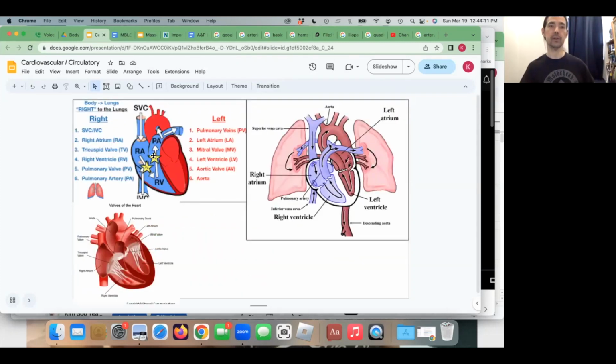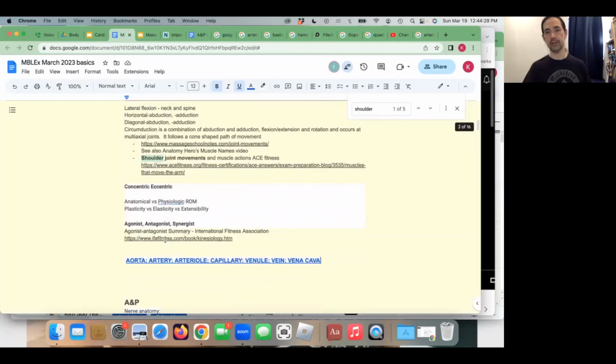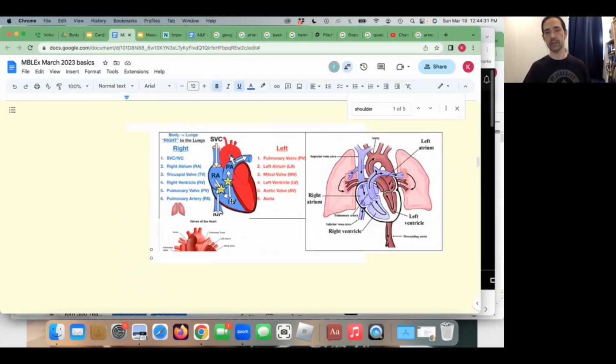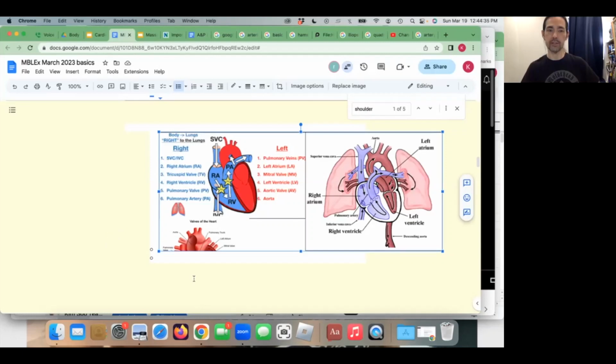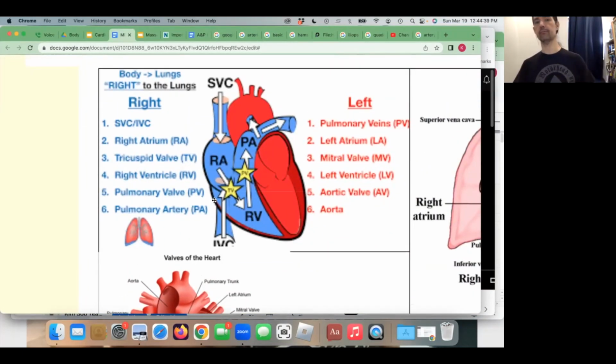I may need to enlarge this for you guys. If I do, of course, it's no problem. But I want you guys to go through this every day. I want you guys to go through this blood flow on the right and the left side of the heart every day, because it's summarized very nicely. In fact, I think I put it in your MBLEx daily. Yeah, here it is. When you look at this, you can enlarge it, you can blow it up, and that'll make it crystal clear.